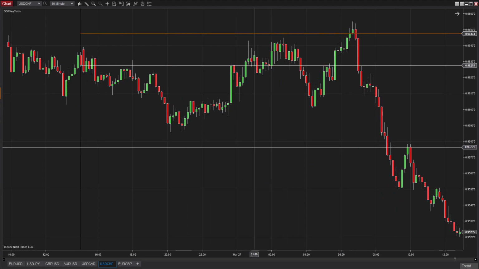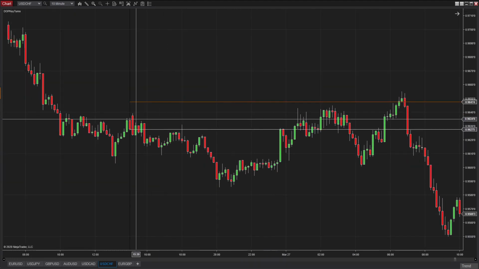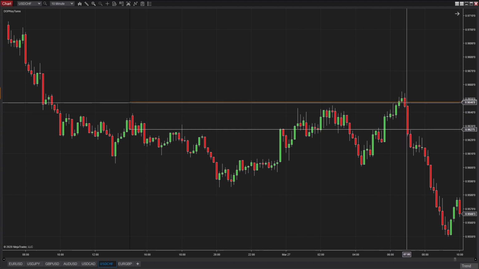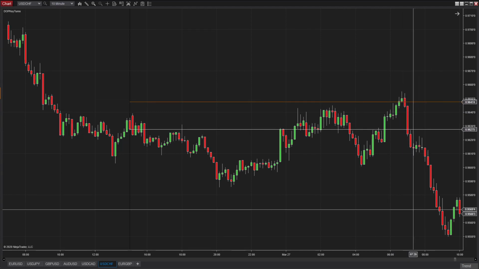60 whatever pips. And you can see we're looking for shorts. We're still looking for shorts. You could reverse long for a minute, then you're getting short again. Big sell off.